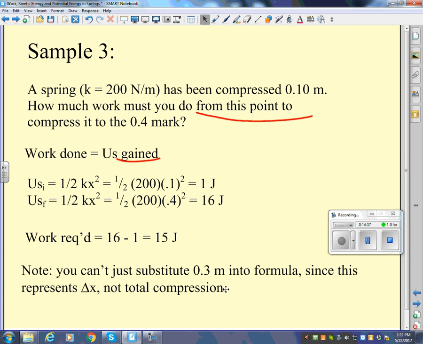Now, you should note you can't just substitute 0.3 into the formula, since this represents the delta x, not the total compression. If you were to do 0.3 in there, that would be how much work would be done to compress it from 0 to 0.3. So you can't actually do that this time. You have to actually find the initial and the final and then subtract.